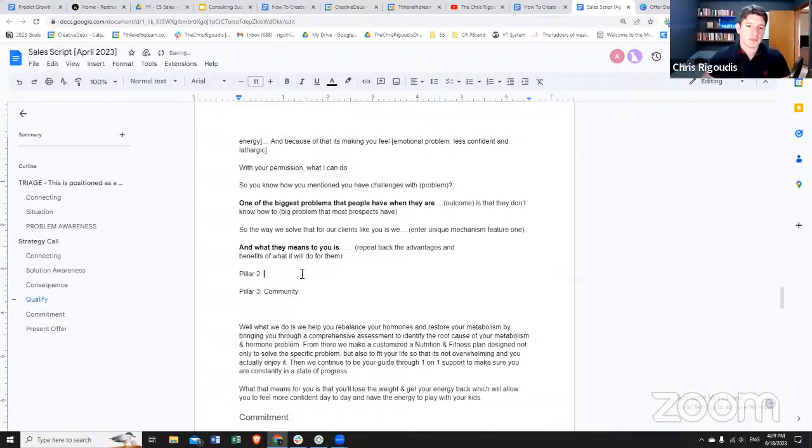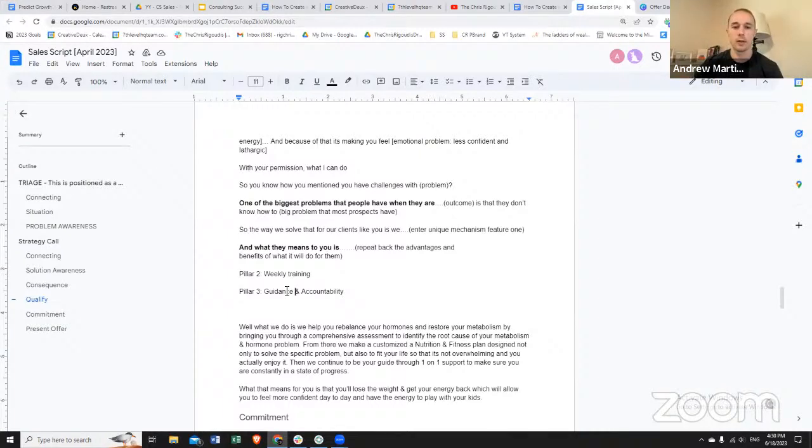Okay. So weekly training would go here, and then you will have guidance and accountability, and you would morph everything together in terms of the one-on-one coaching. They can reach out to a coach every day. You don't even have to mention the community. Or you can mention it in one line, and you also have the community of women all looking to lose weight together. Perfect. I like that. Thank you.